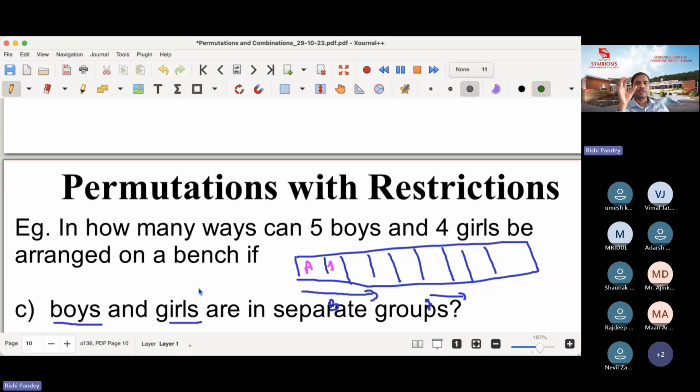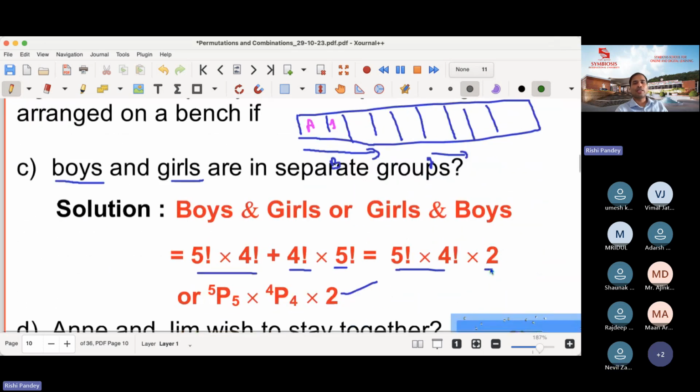So we are seeking all the possibilities here. What are all the possibilities for separate groups? If boys take the first positions, all the boys first, then girls. So in the first positions 5 boys can occupy, then 4 girls. But it is also possible that 4 girls take the first positions and then boys. So these are 2 possibilities, isn't it? Yes, sir. So we will also multiply by 2 factorial, meaning 5 4 and 4 5, both are right.